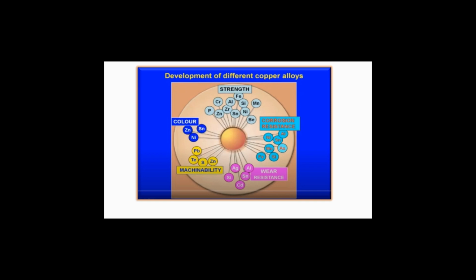Now in this slide, this is one of the important slides that you are seeing. Please pay your attention, guys, here. Development of different copper alloys. There are a total of 5 objectives that we are seeing in this slide. What are the 5 objectives? First is strength, then corrosion resistance, then wear resistance, after that machinability, and then color.